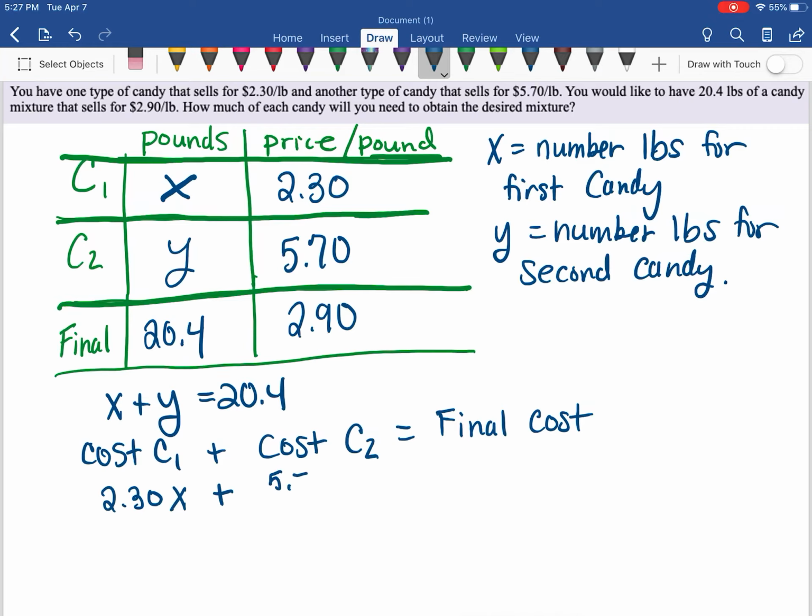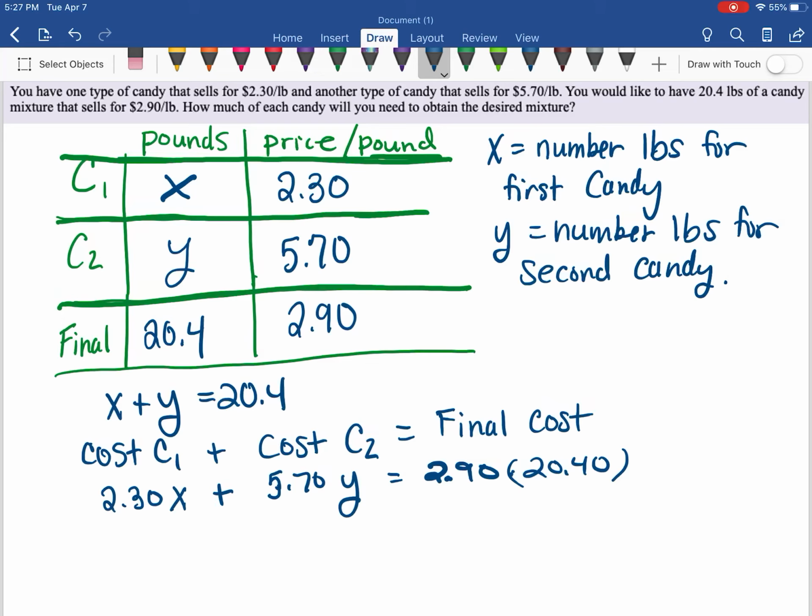That will give me the cost of candy 1 plus $5.70 times Y. That will give me the cost of the second candy. And the final cost would be $2.90 times the number of pounds, which would be 20.4. So now I have two equations and two unknowns.